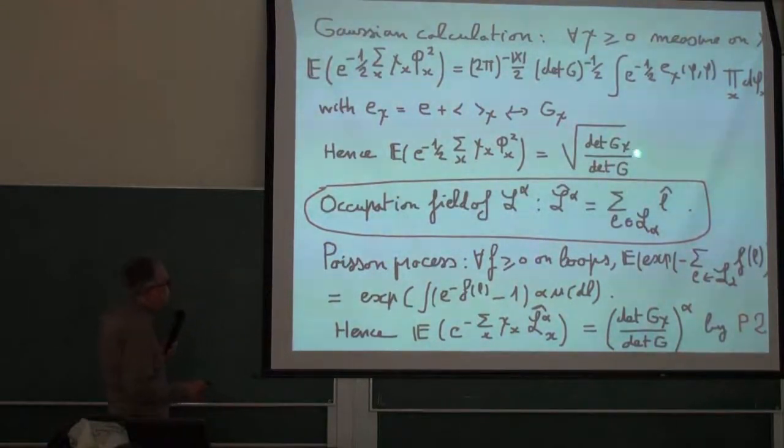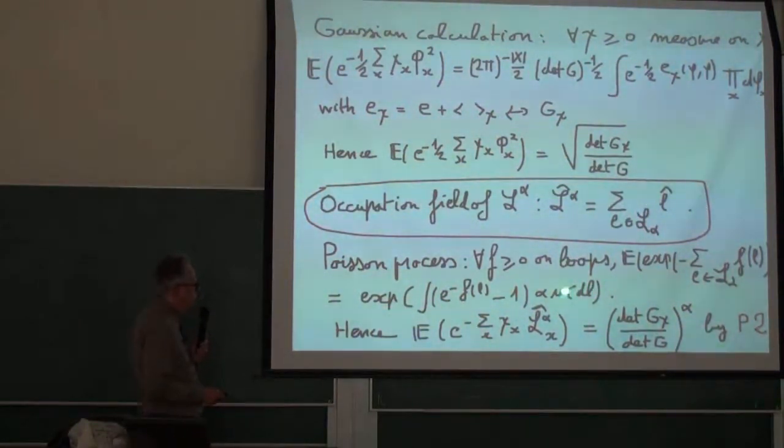So now I want to connect this expression with the occupation field. I define the occupation field for one loop. But in fact, there is no problem in defining the occupation field for the loop soup. You just add the occupation field of all the loops.